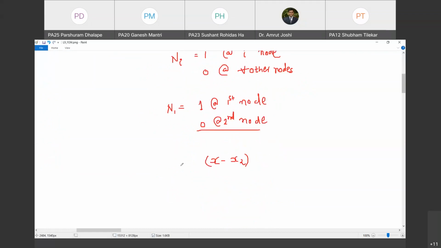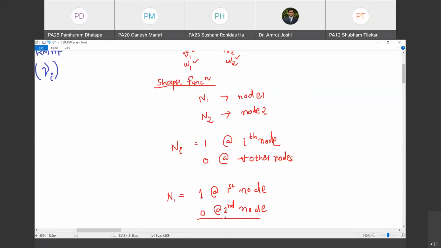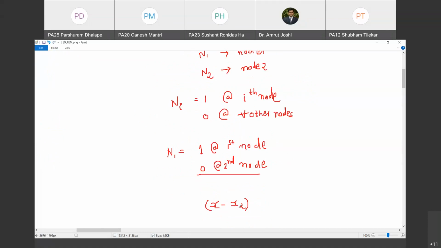Chalo dekho, when I write a function as x minus x2, when I am at the second node, x becomes x2 and it becomes x2 minus x2, which is 0. Are you with me? So the moment I say N1 will involve a term in x minus x2, it is going to vanish at the second node. Do you agree with me? If I say N1 is equal to x minus x2, it is going to be 0 at the second node automatically, because in the second node, x is x2. Are you with me?